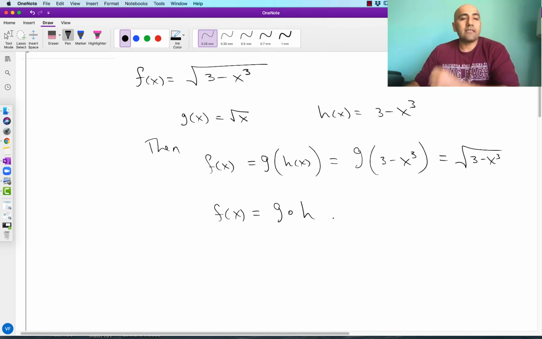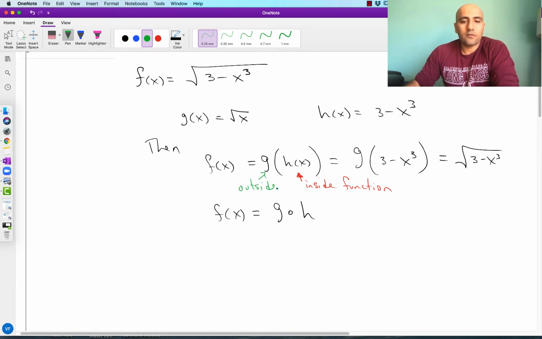Okay? And in this section, we also like to introduce this language of the inside function and the outside function. So in this situation, this is what we call the inside function. And we call this guy out here the outside function. Okay, let's do another example.